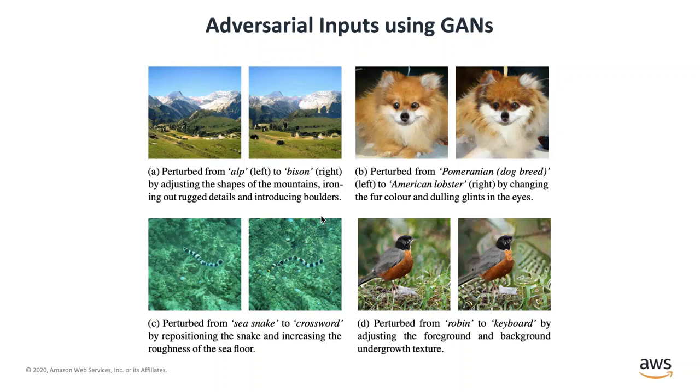So basically just giving you some flash images here. What we have on the left is an image which is correctly classified, in this case as the Alps, and on the right-hand side it's classified as a bison, okay? Down here, what we have is a sea snake, which turns into a crossword. So I should stress that all of these inputs have been generated automatically by tooling that's obviously designed in order to produce inputs of this kind. Yeah. So on the right-hand side, we have more technology. So we turn the robin, the bird, into a keyword. So again, these images are generated.